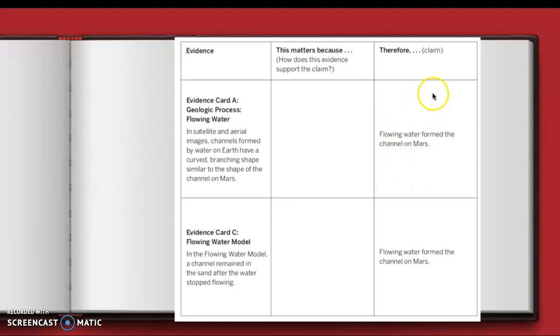The claim will always go in this column over here. The evidence cards that you looked at before will go over here. And then you also have those on the last page of your science notebook on your evidence gradient. But this middle part of trying to figure out why does that matter, that's what you're going to be drafting today to help you actually type out a scientific argument.